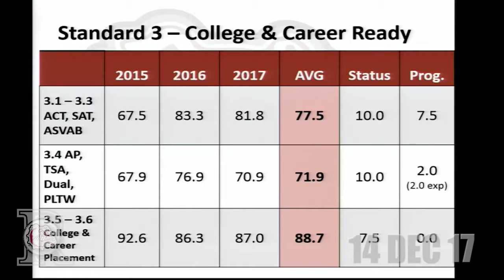Okay, based on their performance on the ACT, SAT, and ASVAB, we earned 81.8% of the total possible points per kid. The 3-year average for that is 77.5. If you look at the chart that I gave you, the 2020 target is a 71.5%. So we are well above that into the 2020 target, which is really good.